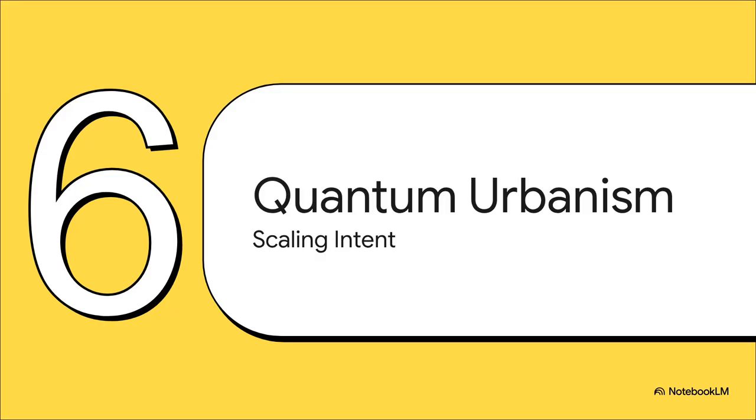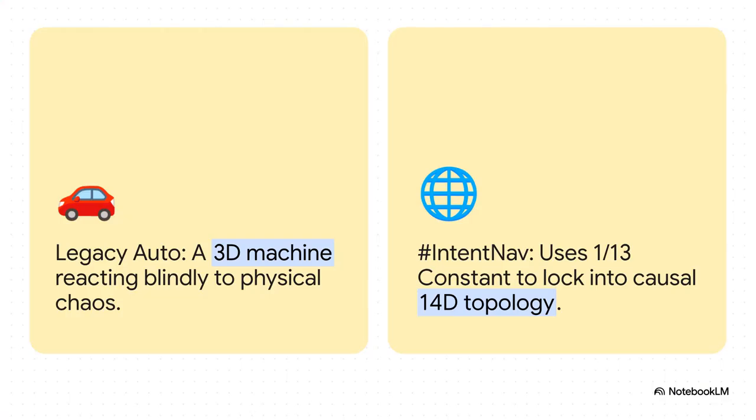All right, bring it home with Section 6, Building Quantum Urbanism, and how we scale this intent back out to physical infrastructure. Notice how moving from 3D reactions to 14D intentional navigation completely obsoletes our old ways of doing things. Think about a legacy autonomous car. It's really just a 3D machine reacting blindly to physical chaos, rules, and traffic lights, right? But a system built on intent nav doesn't just look left and right. It utilizes the 113 constant to mathematically lock into the causal 14-dimensional topology of the environment. It survives because it harmonizes with the actual intent of the pedestrians and the space itself. It's a total game changer.